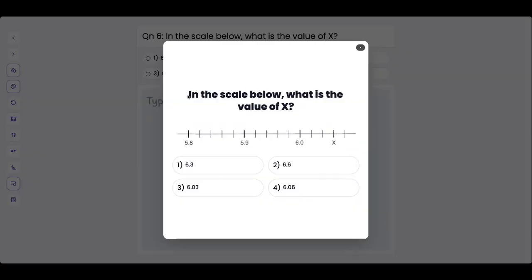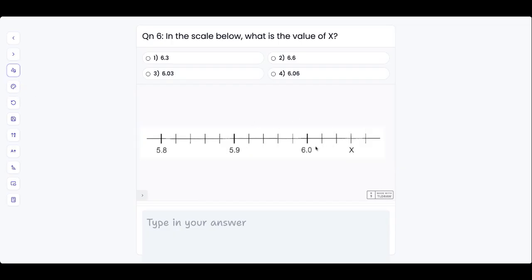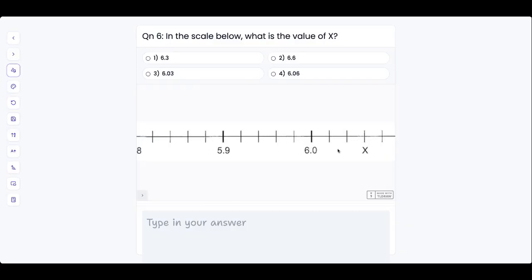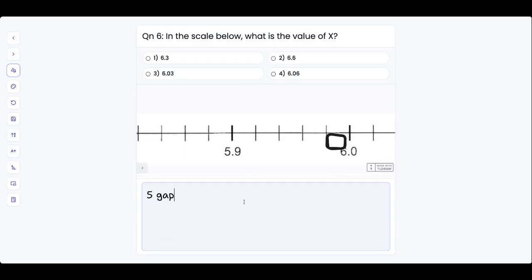Question number 6. In the scale below, what is the value of x? Okay, so let's zoom this in. So we have here x, and what we need to see is the different numbers and gaps especially. So let's calculate the number of gaps over here, right? So we have 1 gap, 2 gap, 3 gap, 4 gap, and 5 gap. So let's write this down. 5 gaps is equal to how many? What's the difference?